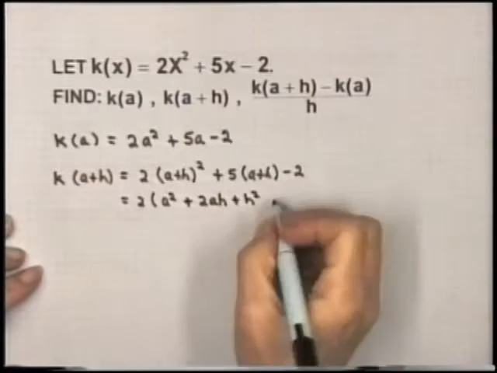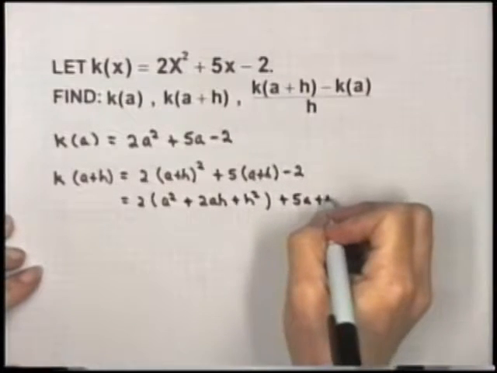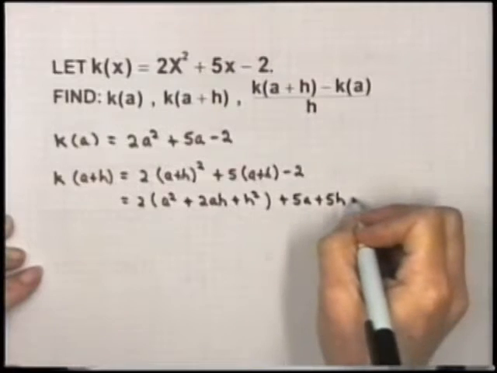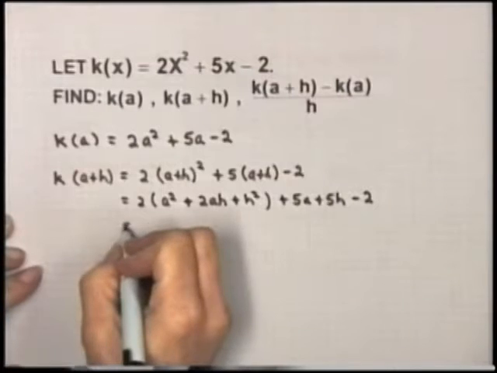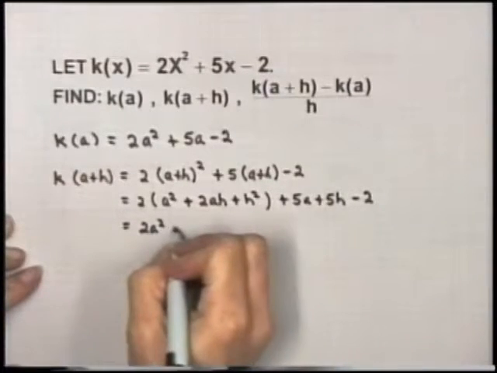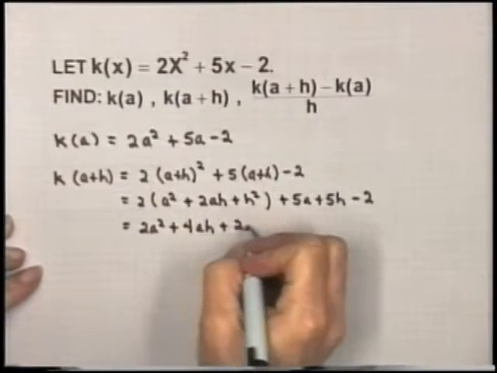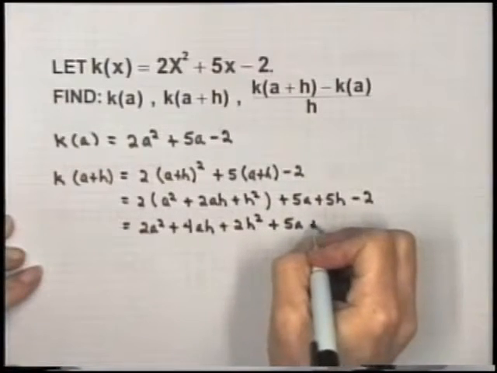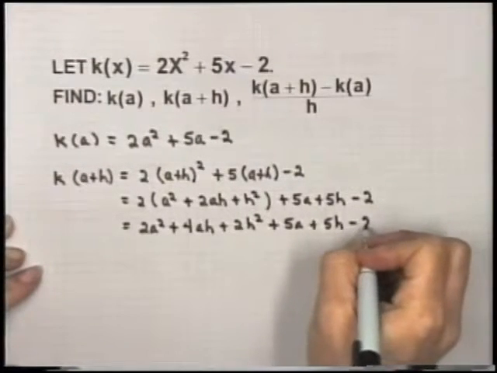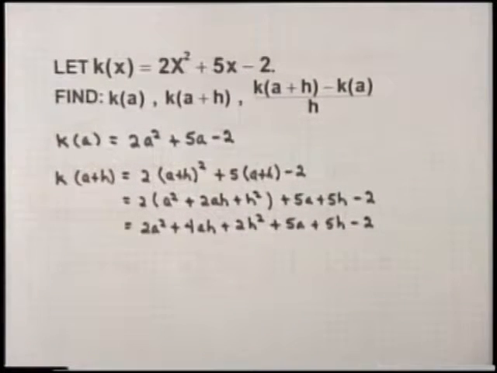Let's go ahead and distribute our 5. We have a plus 5a plus 5h, and then subtract 2. Now we need to distribute our 2. We have 2a squared plus 4ah plus 2h squared plus 5a plus 5h minus 2. Notice that none of these terms are like terms. We may not simplify that anymore.